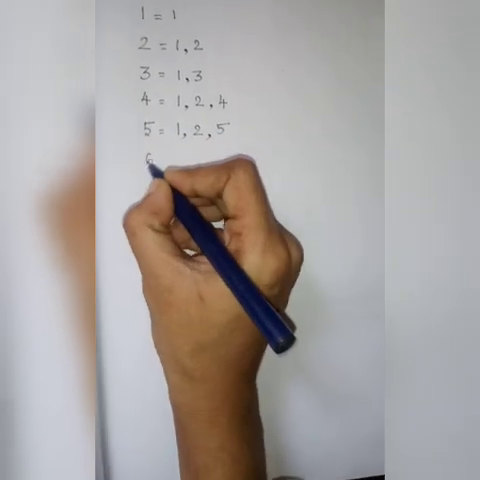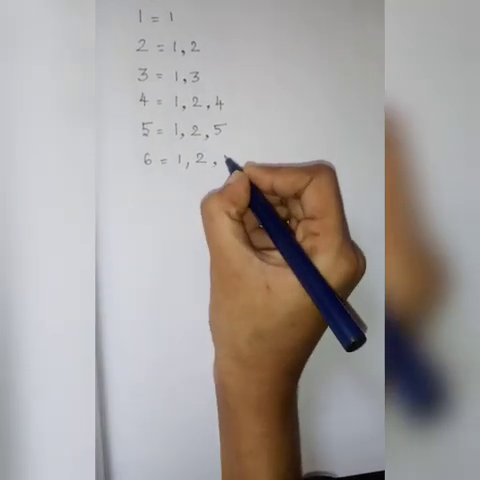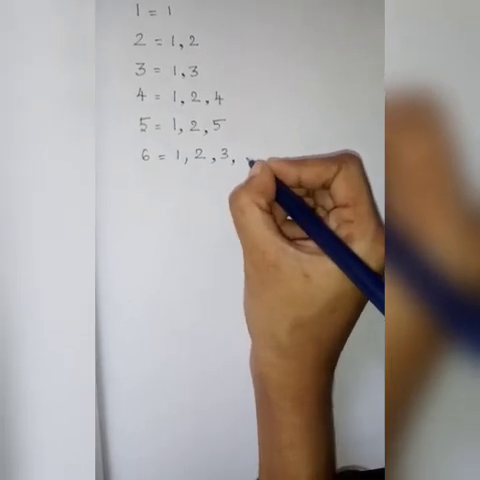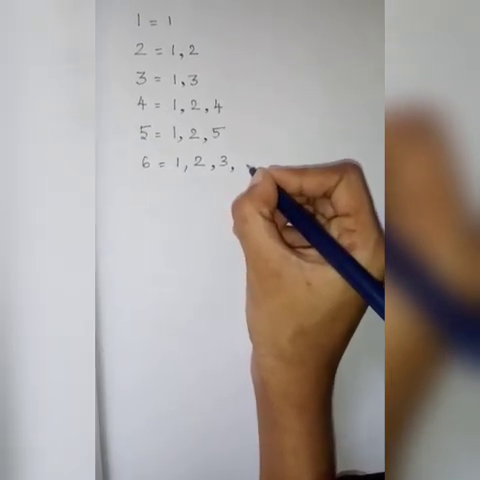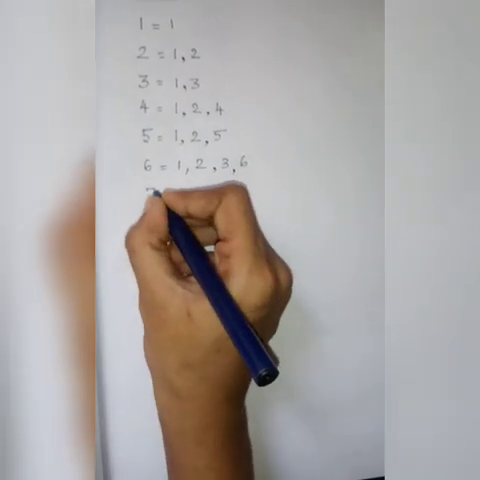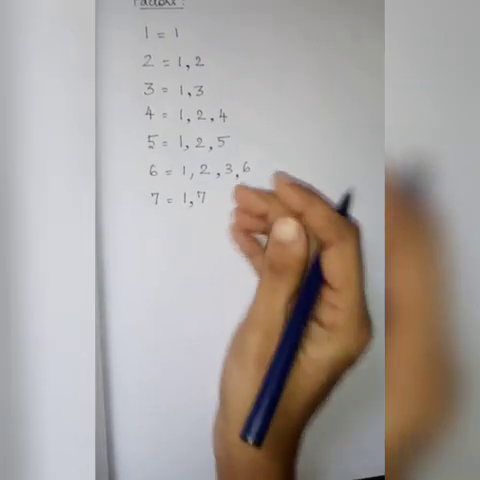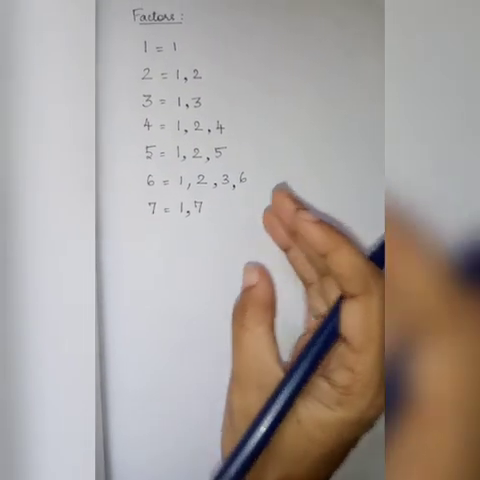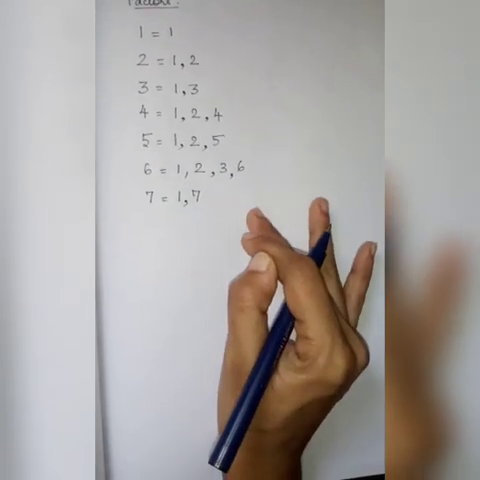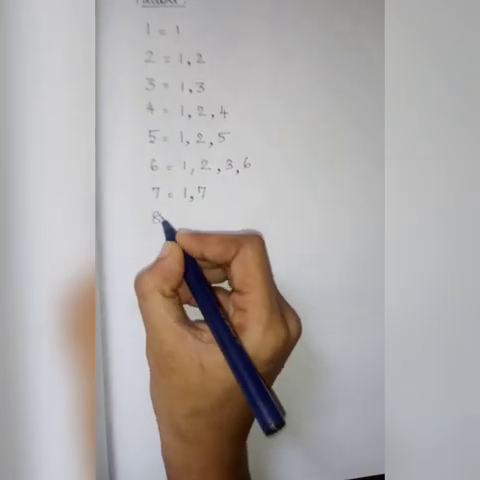Next, 6: 1, 2 table, third table, 3 twos are 6, so third table. Fourth table? No. Fifth table? No. Sixth table. Next, 7: in the 2 table it won't come. Third table also it won't come. Fourth table also it won't come. Fifth table also it won't come. Sixth table also it won't come. Next is seventh table.